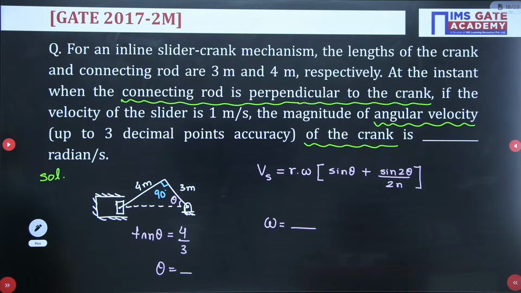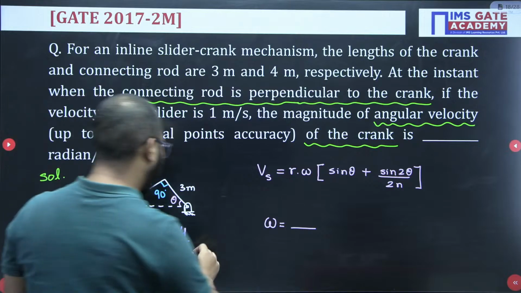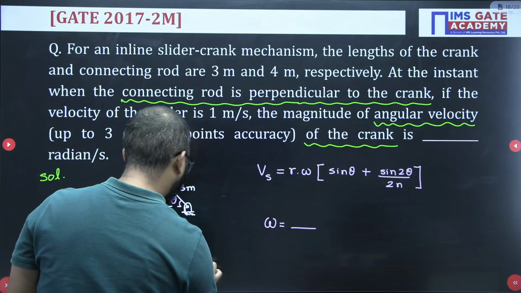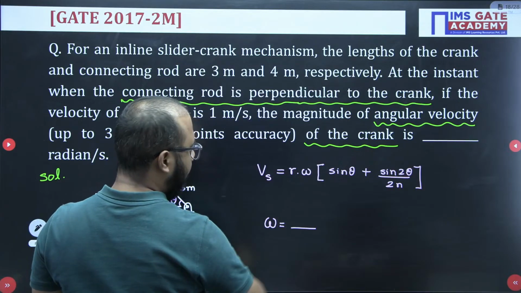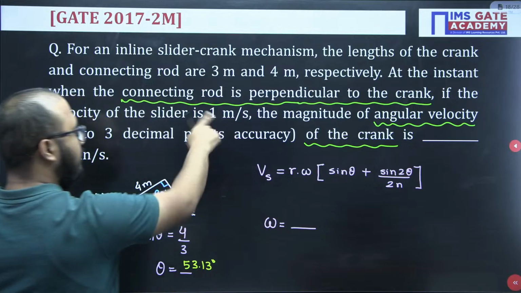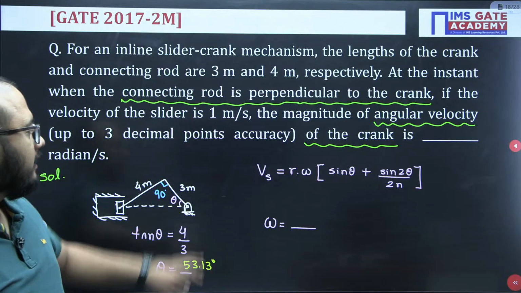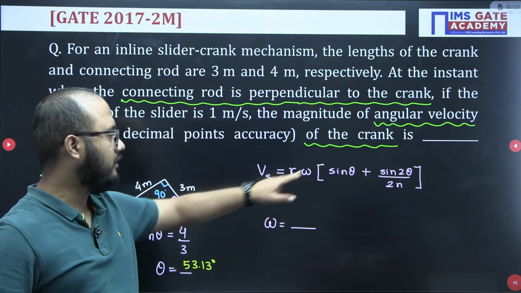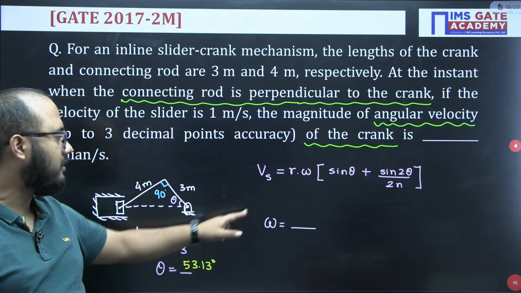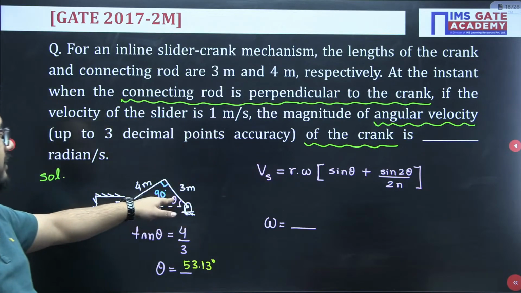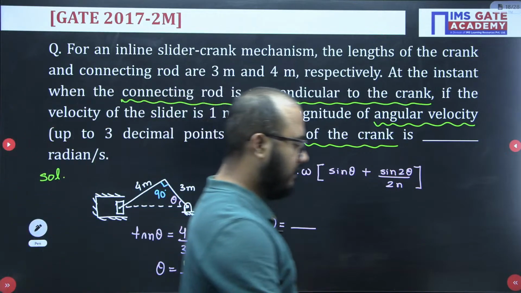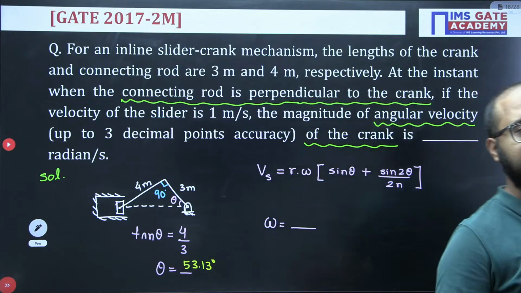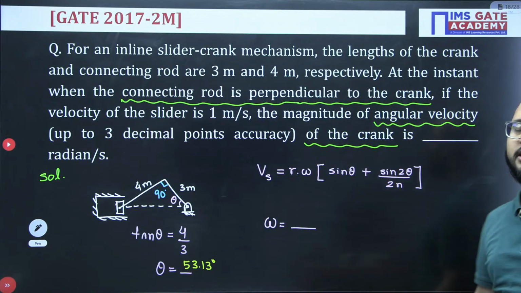Theta value is approximately 53.13. So you can cross-check your answers as well. 53.13 degrees. Thus theta I will put here. Velocity of slider, already 1 meter per second given. This 1 meter per second I will put. Theta value 53.13 I will put. R is already given. R value is 3 meter. So omega you will be able to get. Okay. Omega value you will easily get from this equation.